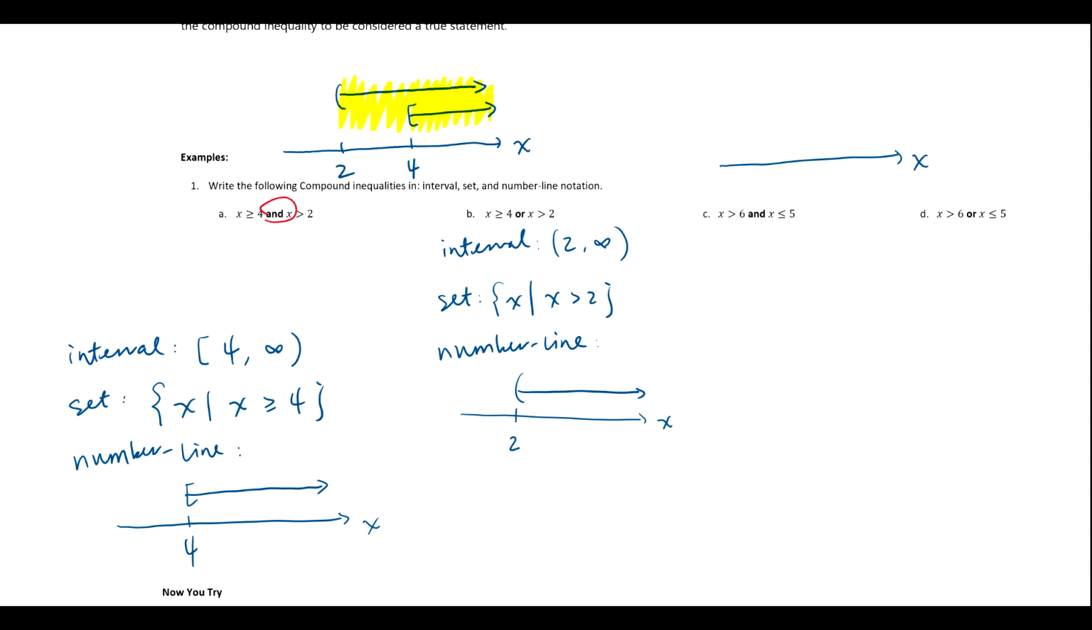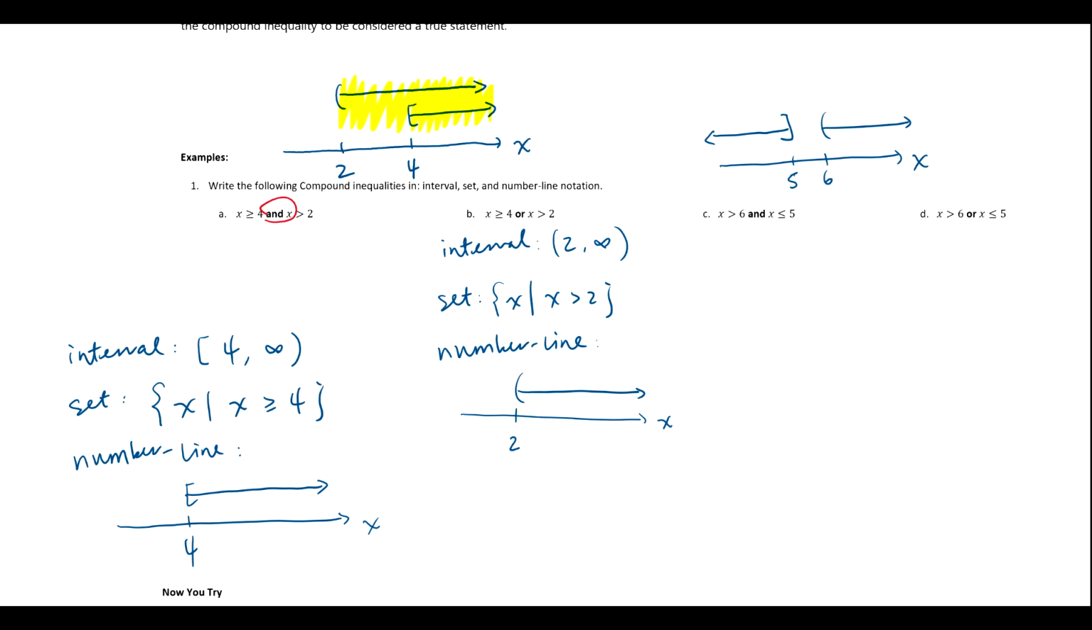First of all, x is greater than 6. If I were to draw it, it would look like this. Second of all, x is less than or equal to 5. So let's say 5 is over here. I want to include 5, but everything less than that, or to the left of that, as well. And that's what we would get.